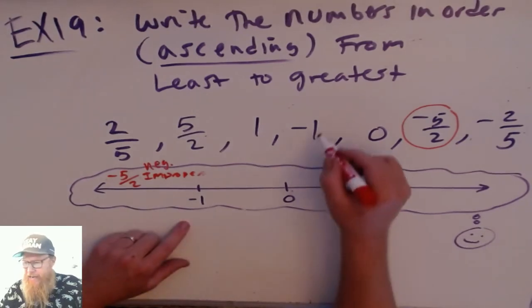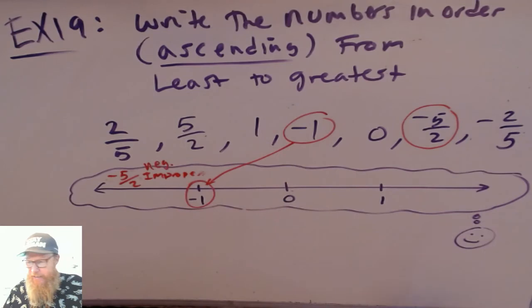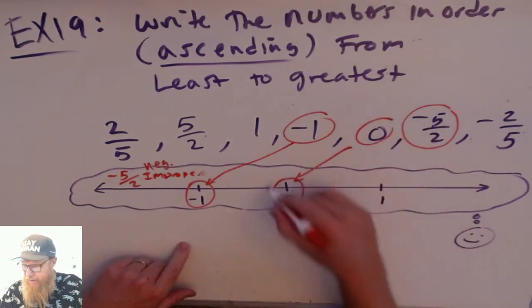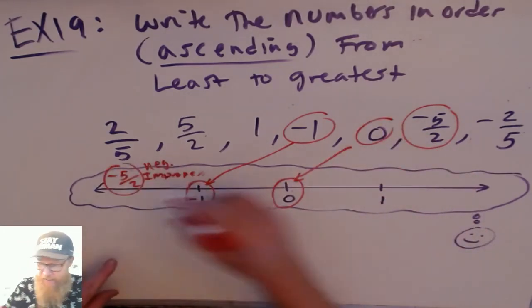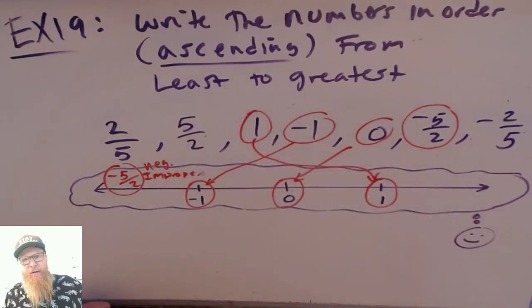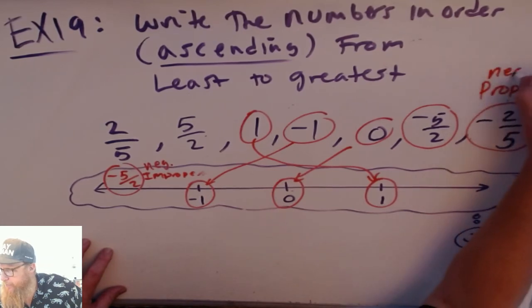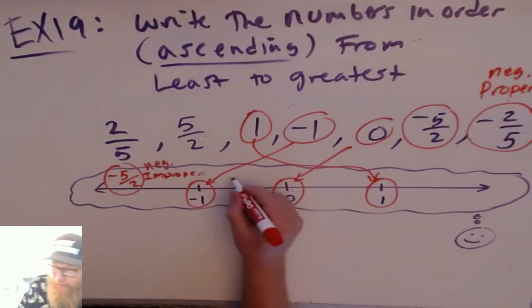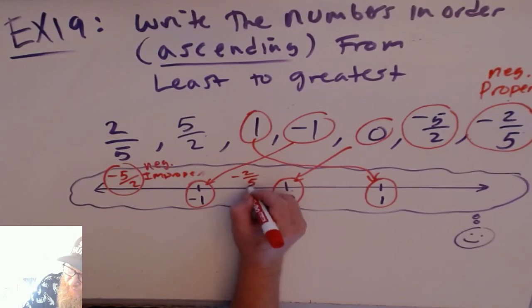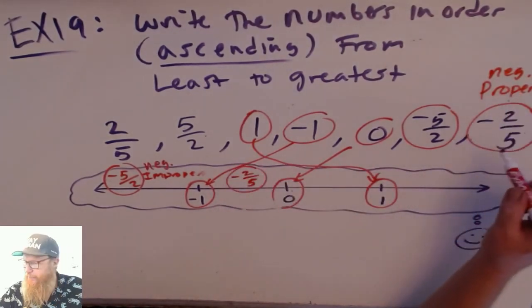All right. Then I've got negative 1. That one goes right here. That's easy. Then I've got 0. That one goes there. Then I've got 1. That one goes here. What did I miss? Negative 2/5, that's proper negative. So that one goes in between here, negative 2/5. That's proper and negative.